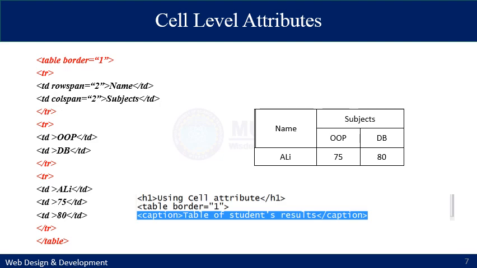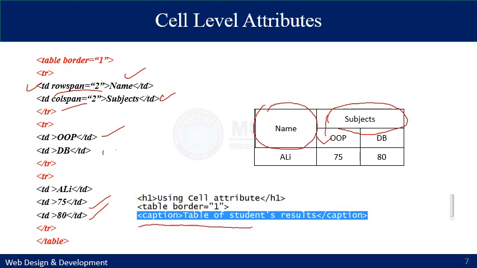There are cell level attributes. For example, if you observe this value, it is based on 2 rows, so that is controlled by the rowspan attribute. So you have specified the first td with a rowspan of 2, and it is name, and then you specified the next attribute subject, which actually consists of two columns. So you have specified the colspan attribute to 2. Then there are simple table data values, OOP, DB, and then you have the roll number, sorry, name of the student, and then you have the marks.